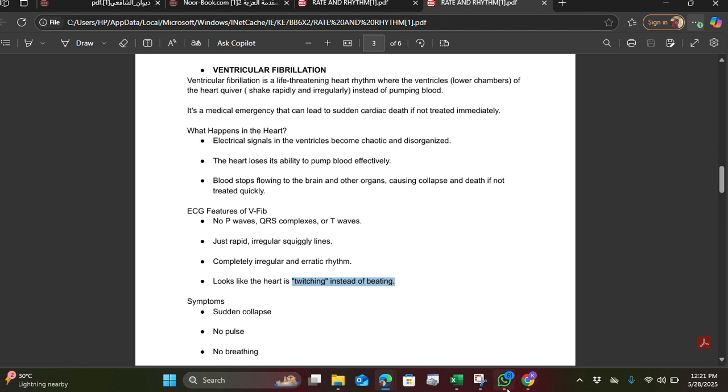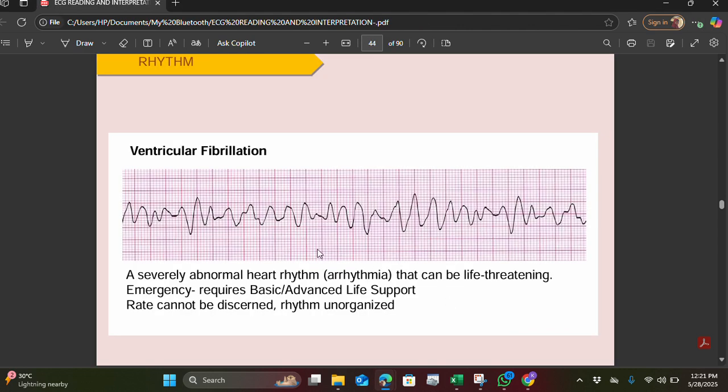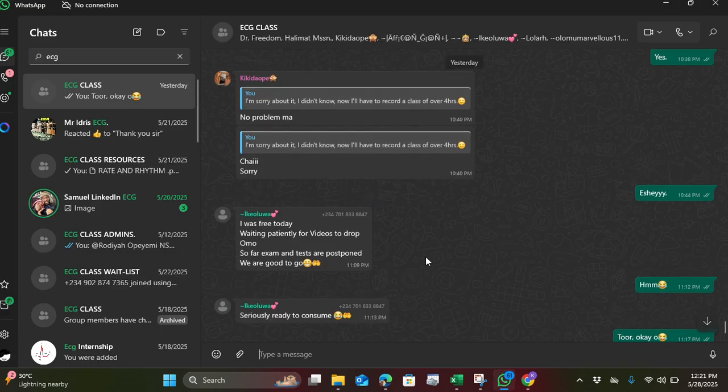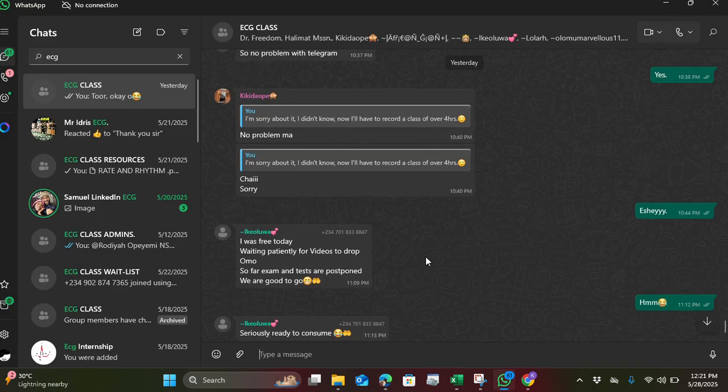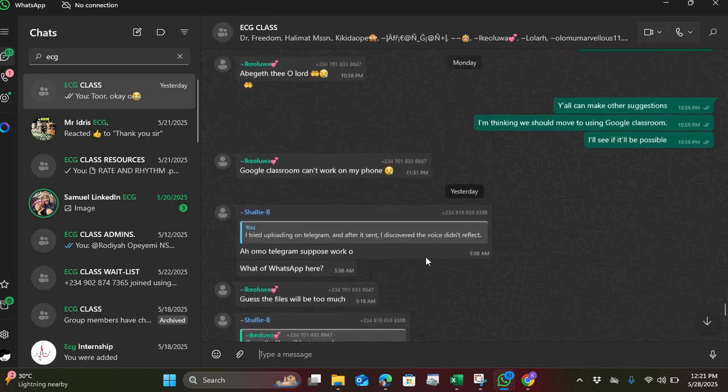Another thing, let me show you that diagram again for ventricular fibrillation. So you see now, this is totally disorganized and unnecessary. I think we have some images in the slide. Let's just go back to that lesson that day.